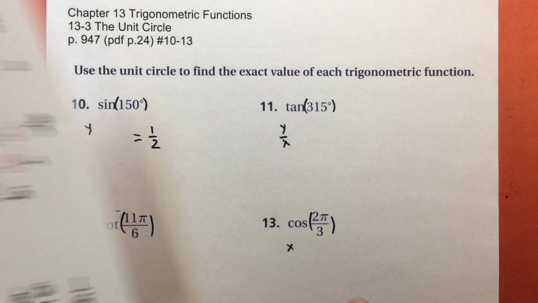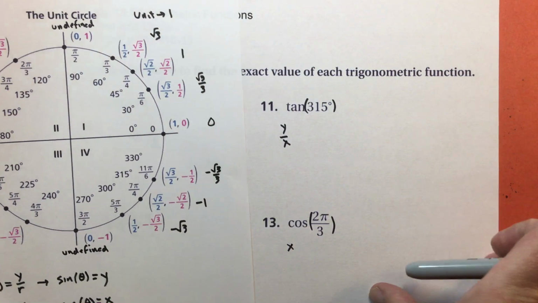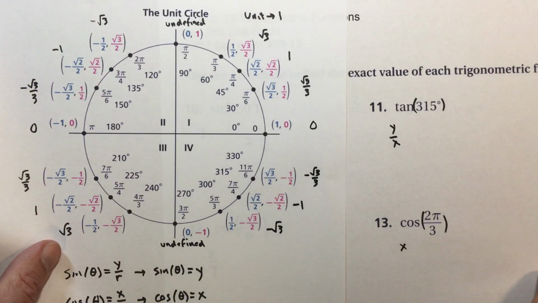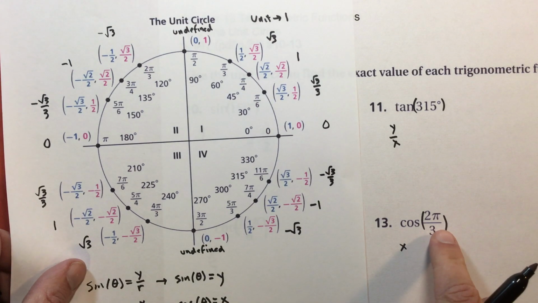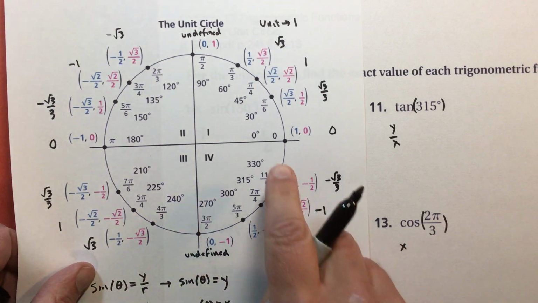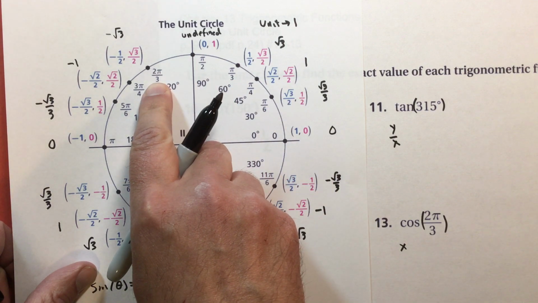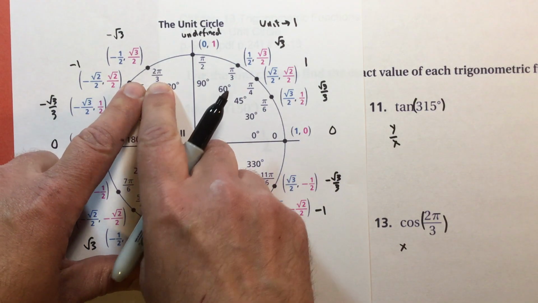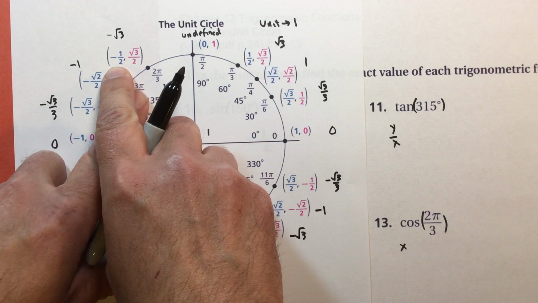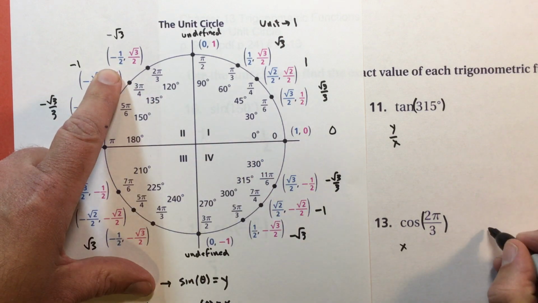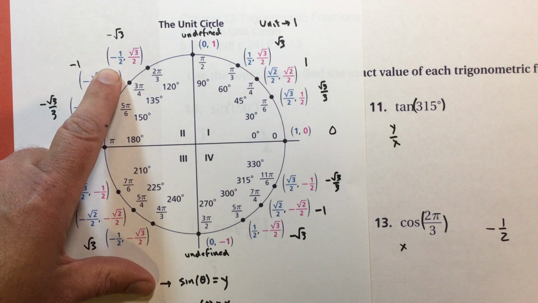I'm going to do these out of order. I'm going to do the cosine next. I'll move this over so you can see both of them. Let's find 2 pi over 3. Now it's in radians, so I'm going to be looking for the radian measures. Here's pi over 3. Here's 2 pi over 3. Cosine goes with the x-coordinate. So the x-coordinate is negative 1/2. And that's all there is to that.